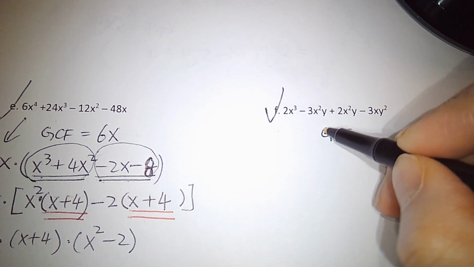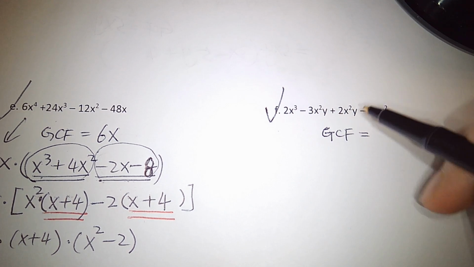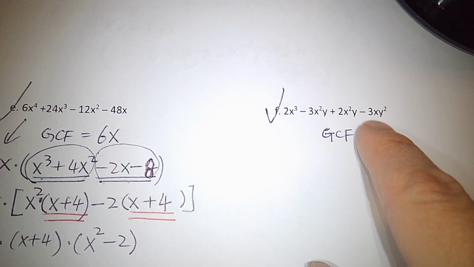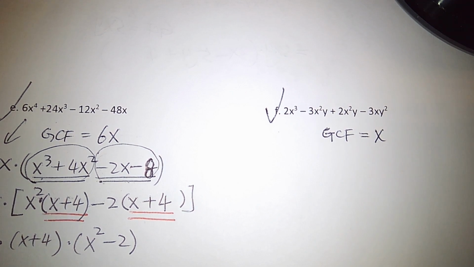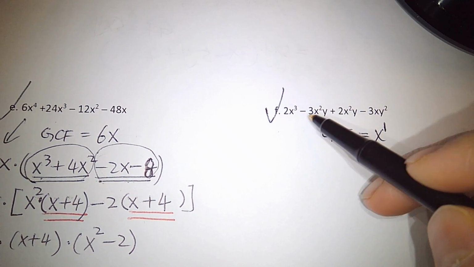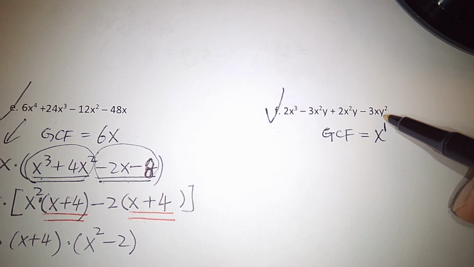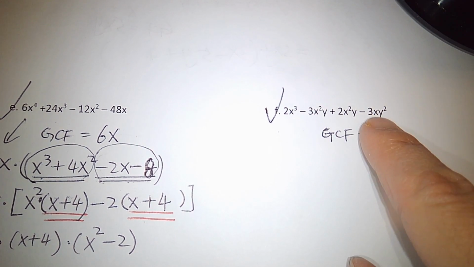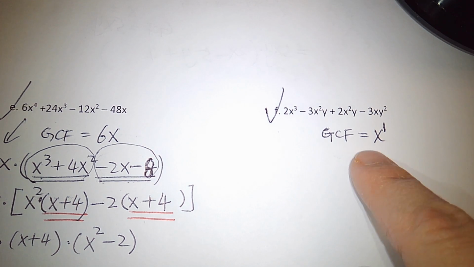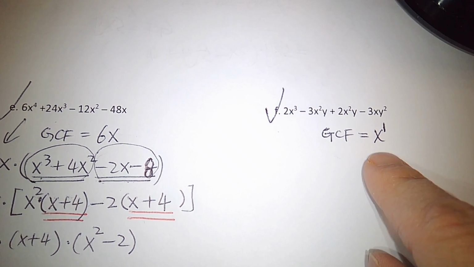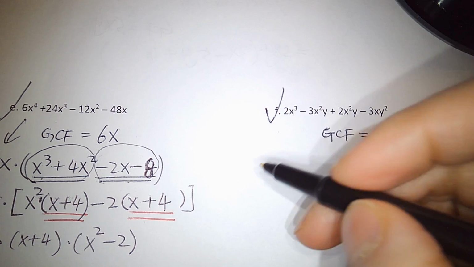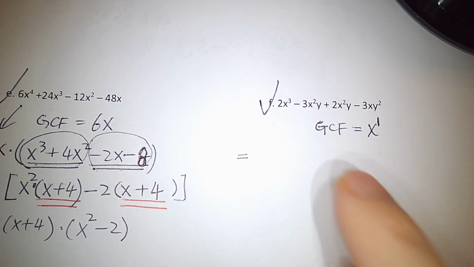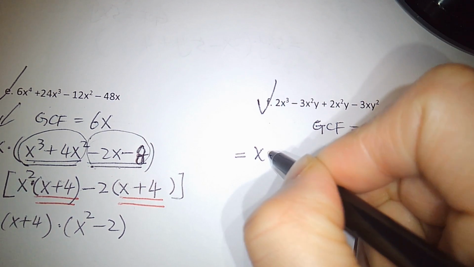And then how about the variable part? Does every term have an x? Yes. What is at least the exponent? 1, right? Does every term have a y? No. So x shows up for every term, but not y. So what is the GCF? Just the x, okay? So for this question, we're factoring x out and seeing what we can have.